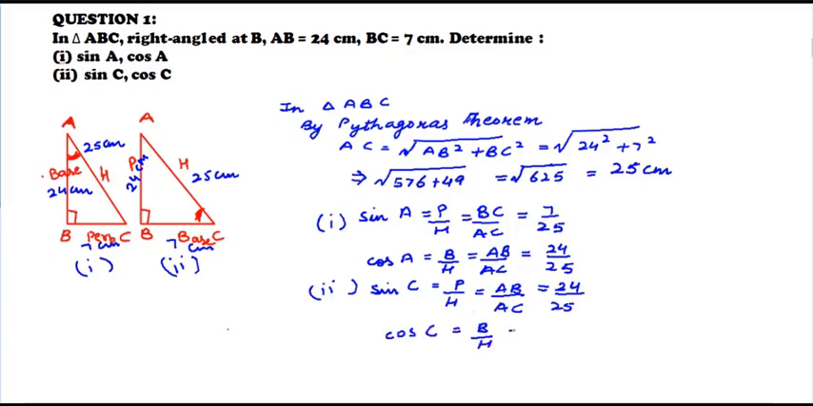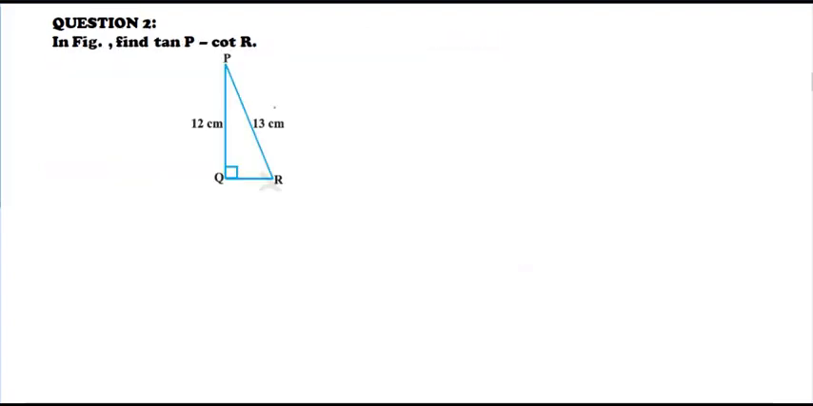Similarly cos C is equal to base upon hypotenuse, that is equal to BC upon AC, so that is equal to 7 upon 25. Question 2. In figure find tangent P minus cotangent R.